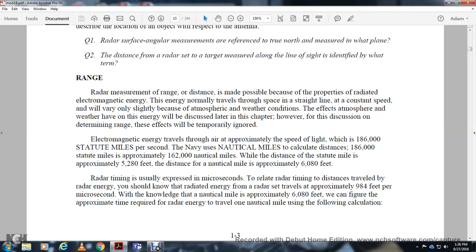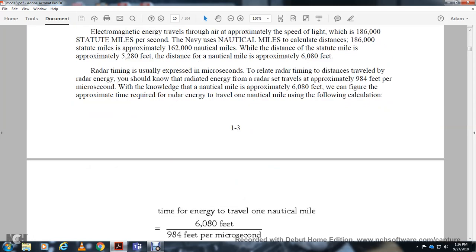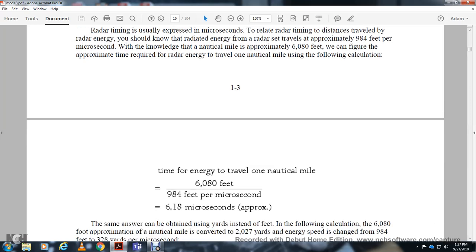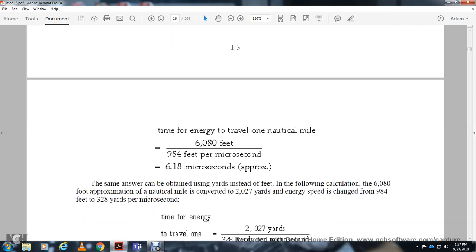Radar timing is usually expressed in microseconds, which relate to the distance traveled by the radar energy. You should know that radiating energy travels approximately 984 feet per microsecond. With the nautical mile expressed as 6,080 feet, you can figure the approximate time required for radar energy to travel 1 nautical mile. You do the following calculation: the time for the energy to travel 1 nautical mile is 6,080 feet over 984 feet per microsecond. That gives you approximately 6.18 microseconds.